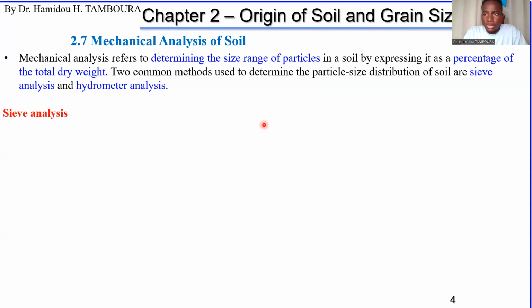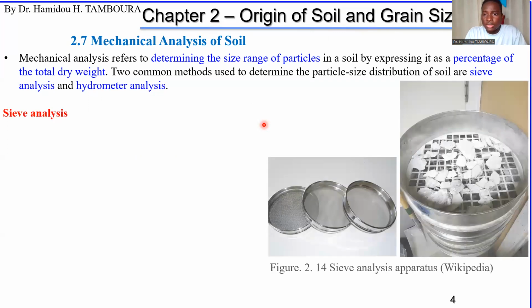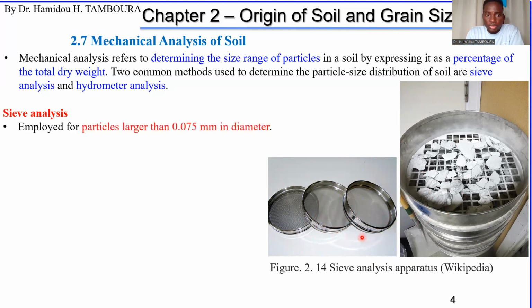What is sieve analysis? Sieve is just a sieve, the same as we are using in our kitchens. So sieves are used to sieve soil. And for this sieve analysis, they are used for soil particles larger than 0.075 millimeter in diameter.